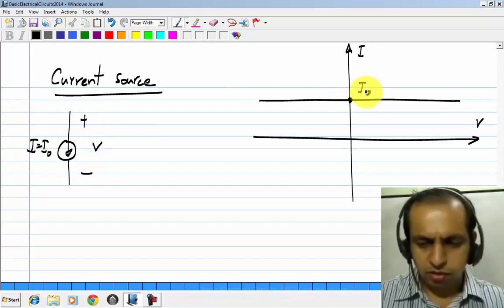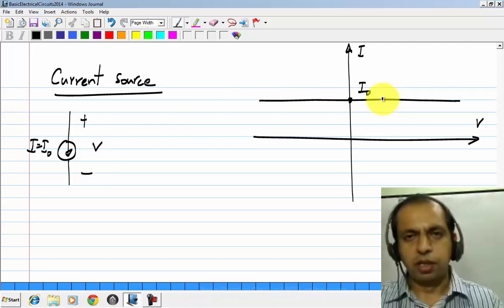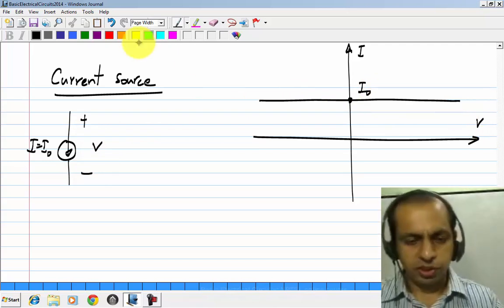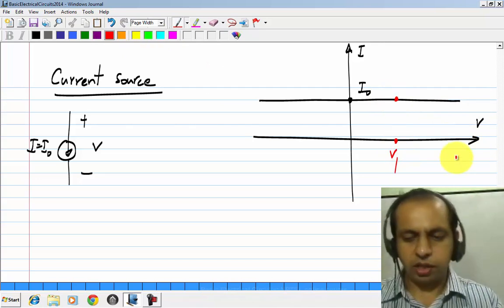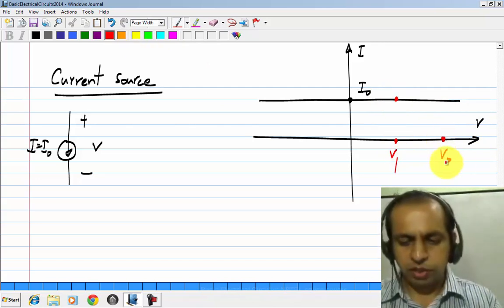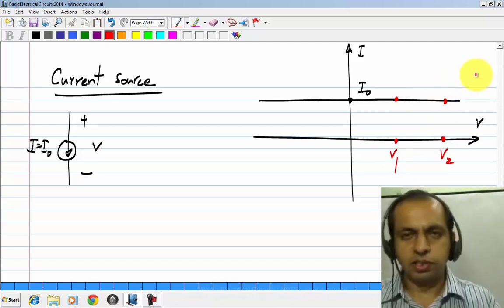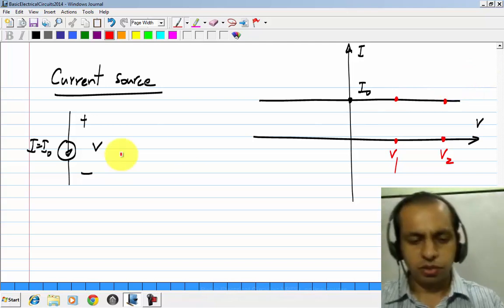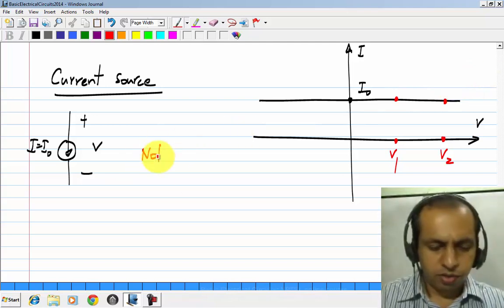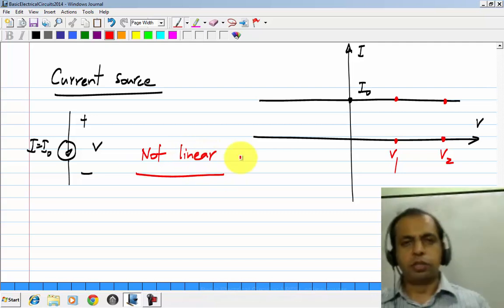this is I naught, but it's pretty obvious that superposition does not hold, because if you apply a certain voltage V1, you get a current I naught. If you apply a certain voltage V2, which is let's say double of V1, you will still get a current the same, which is I naught. You will not get double the current. So clearly this is also not linear. So it's pretty obvious.